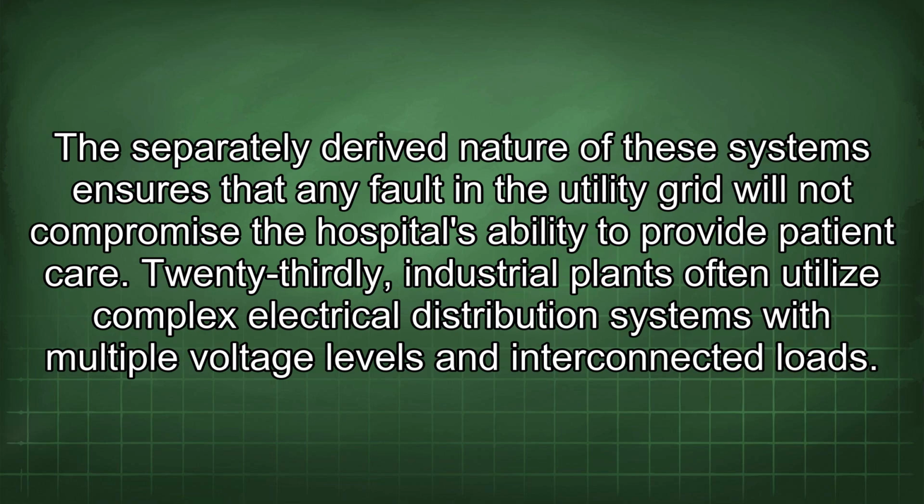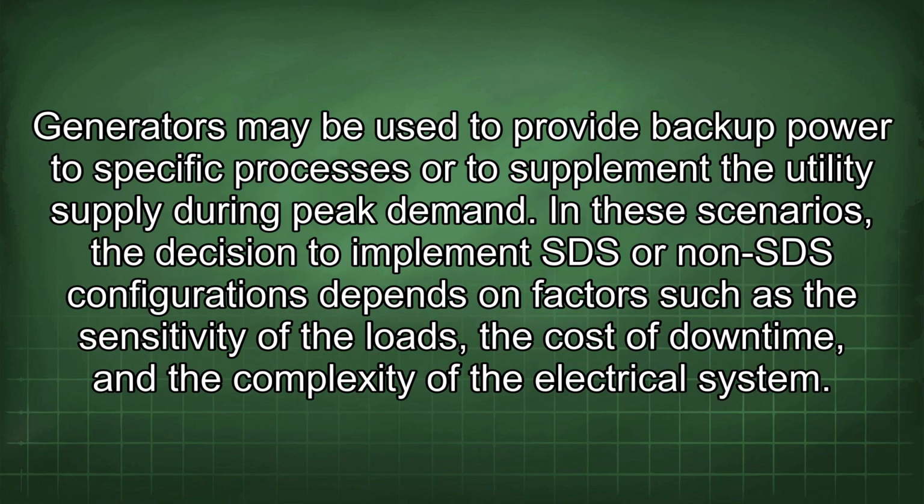Twenty-thirdly, industrial plants often utilize complex electrical distribution systems with multiple voltage levels and interconnected loads. Generators may be used to provide backup power to specific processes or to supplement the utility supply during peak demand.